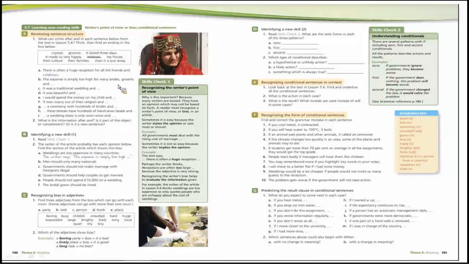Again, I will move to a better flat if I had more money. What do you understand? Do you understand that he has more money? No, but this is hypothetical. He's giving a hypothetical scenario, something that is not likely to happen, at least now. So, in order to express it, he should have said, I would move to a better flat if I had more money. This is assuming that he talks about now.